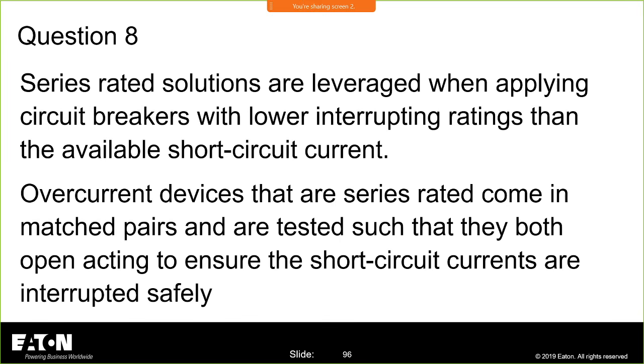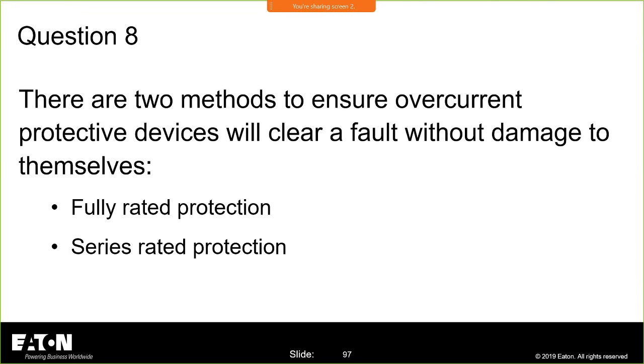I wouldn't recommend that, but that would be meeting that. It would not meet selective coordination, because you have to consider those higher fault currents. There are two methods when you're applying these devices: fully rated protection and series rated protection. Selectively coordinated systems are fully rated.